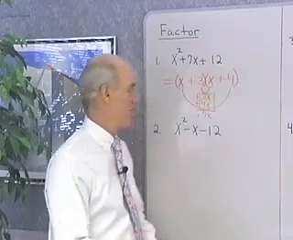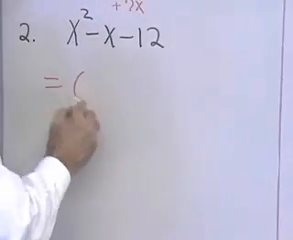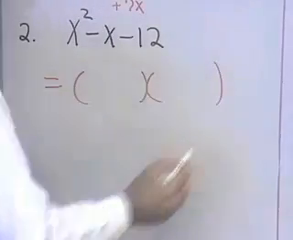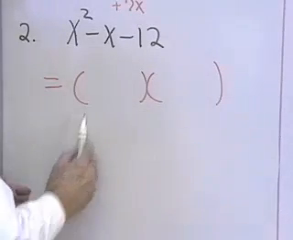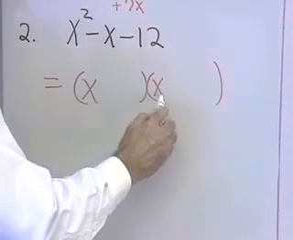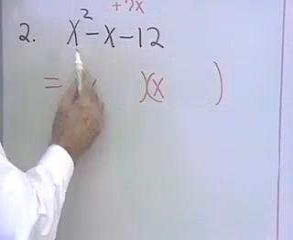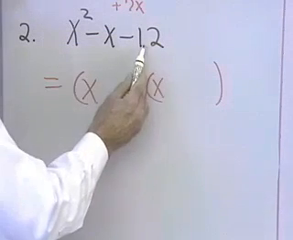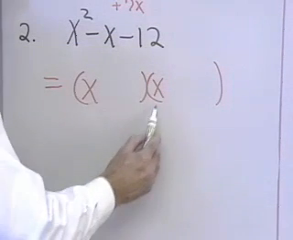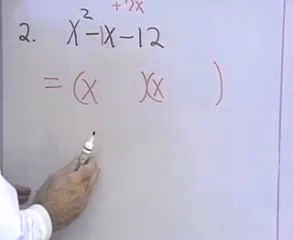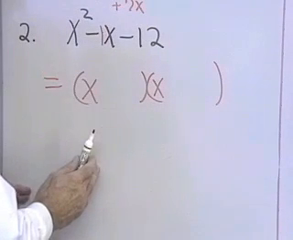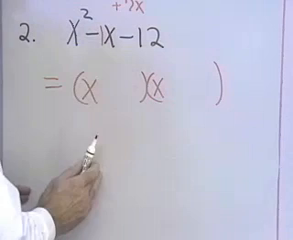Let's try another one. Here I have a trinomial. If it factors into the product of two binomials, the first two terms in each binomial must multiply to give me x squared. The last two have to multiply and give me 12, and the combination of the inside plus the outside has to add up to this coefficient -1, or this middle term -1x.